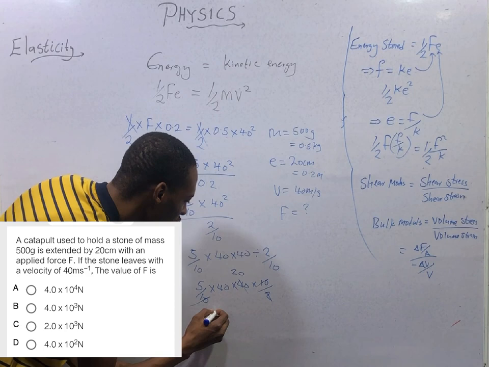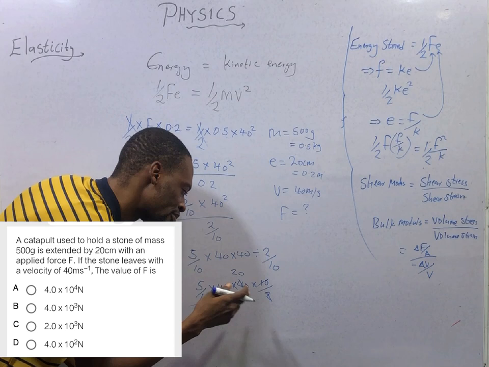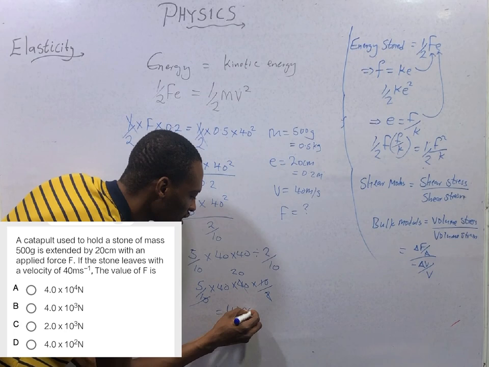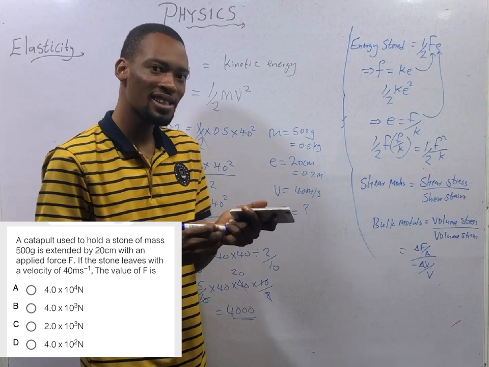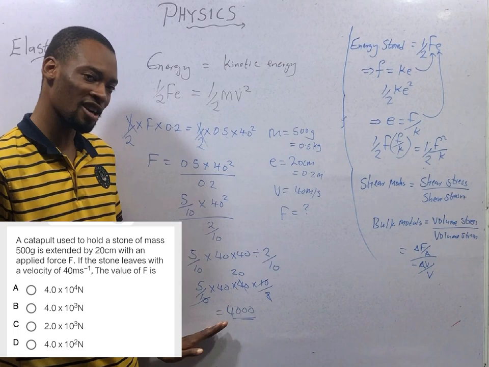Therefore, we are left with 5 times 20, that is 100. 100 times 40, that is 4,000. So 4,000 is 4 times 10 raised to the power of 3. Option B is the correct option. Now, if you are not interested in learning how to break things down and solving without calculator, from here, you can get your answer straight up.